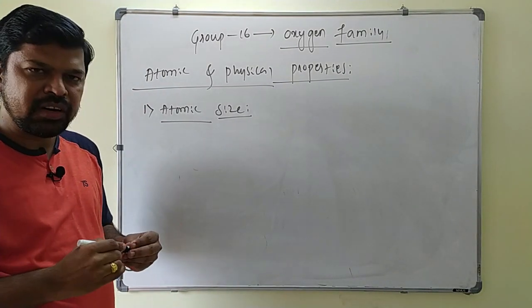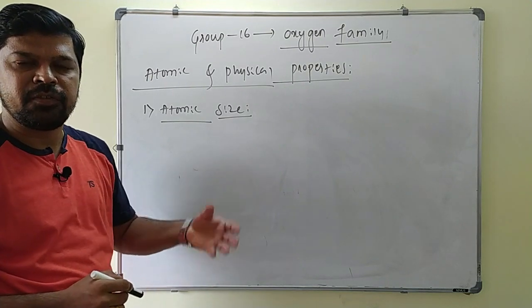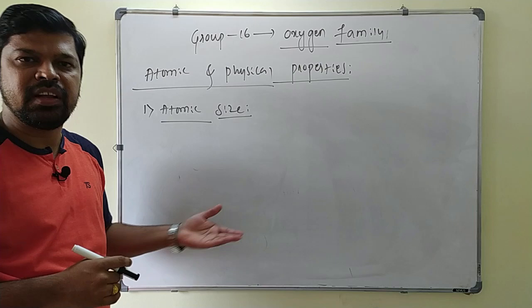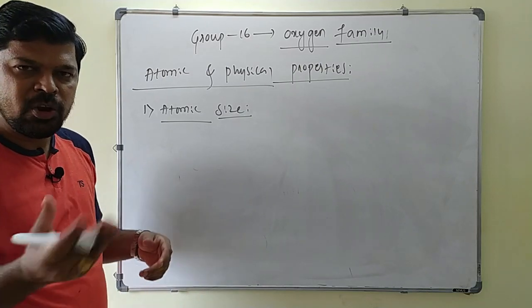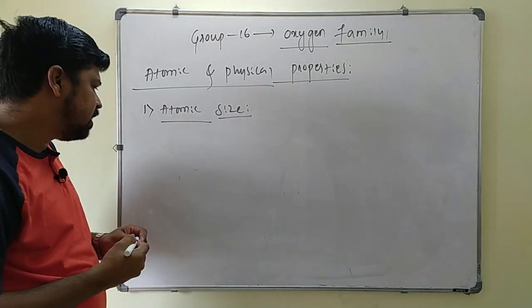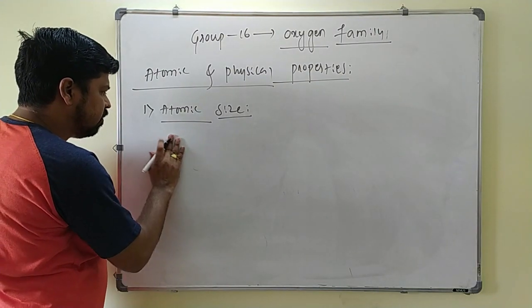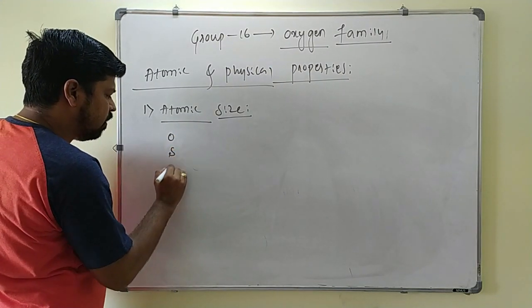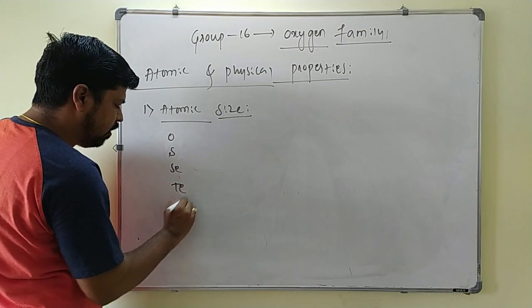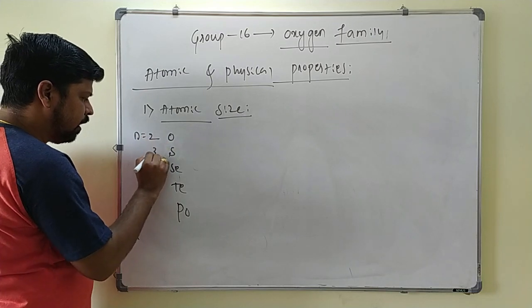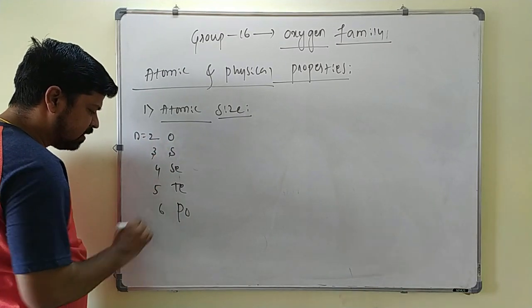What is the reason for that? In each element there is addition of a new shell, because of which the screening effect increases, effective nuclear charge decreases, and atomic size increases. We are already well versed with these concepts. If I go for the group 16 elements, first I will write oxygen, sulfur, selenium, tellurium and polonium. These belong to n equal to 2, 3, 4, 5, 6, like this.